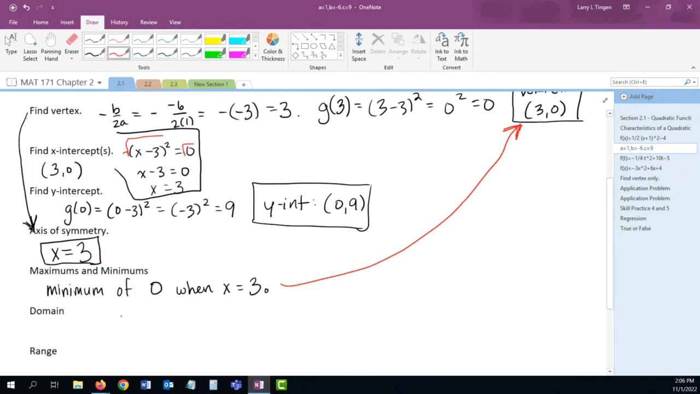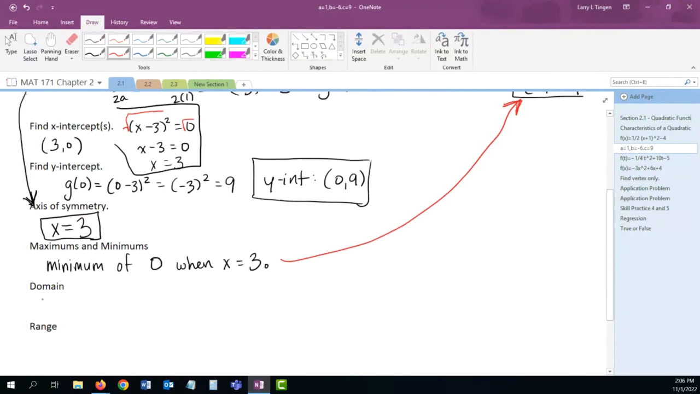All right, domain. Were there any issues? What are my two questions? Is there a variable in the denominator? No. Is there a variable under an even root? No. So that means my domain is all real numbers.